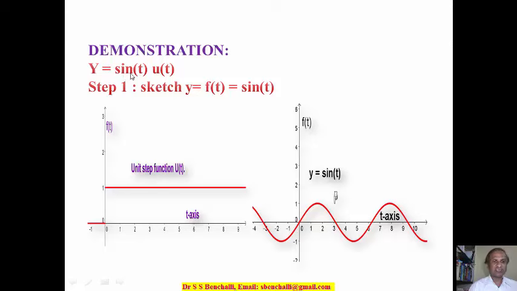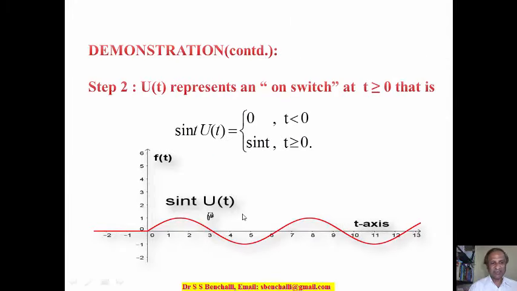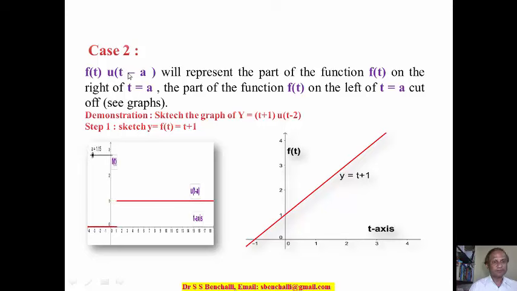Sometimes they may ask you to demonstrate sin t into u of t. Sin t is the given curve, u of t is the unit step function. I hope you are observing the graph of the unit step function. This is the sine curve. If I multiply these two curves, what is the resultant curve? When t is less than 0, it is off. When t is greater than or equal to 0, it is on. That is the meaning of sin t into u of t. How are we going to define it mathematically? It is 0 when t is less than 0, and equal to sin t when t is greater than or equal to 0. I hope we have learned a lot from this graph.